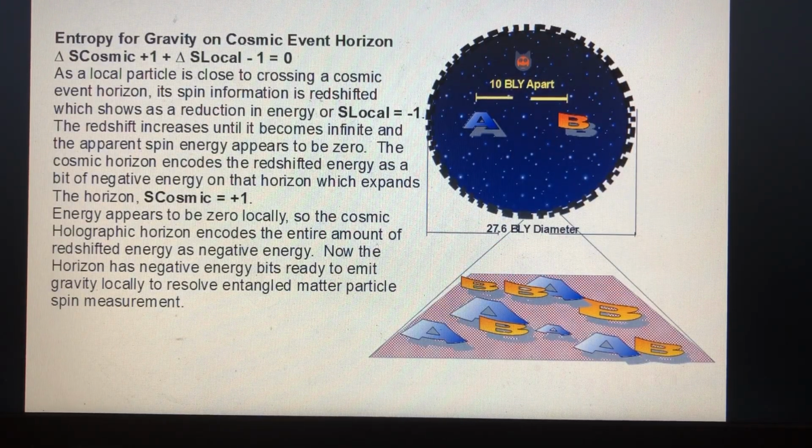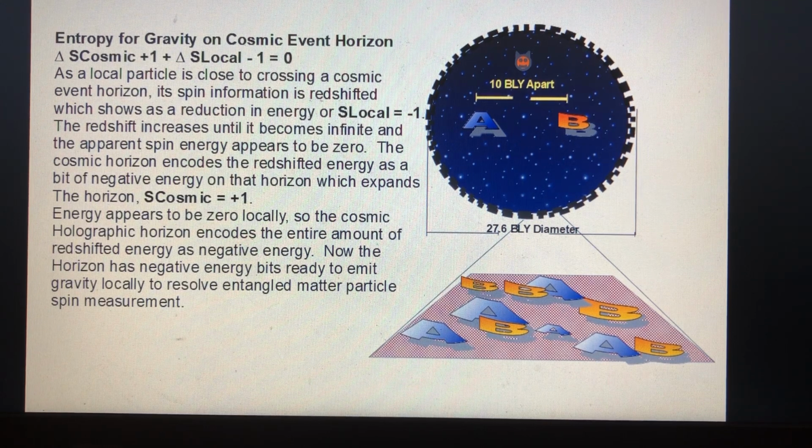So now we can come up with an entropy formula for the entire universe through our discovery of gravity. And it's going to be delta entropy cosmic plus delta entropy local equals 0. Entropy actually conserves. Entropy does not continually go up over time. So this time we're going to use the entropy for gravity on the cosmic event horizon. We have delta S cosmic plus 1 plus delta S local minus 1 equals 0.